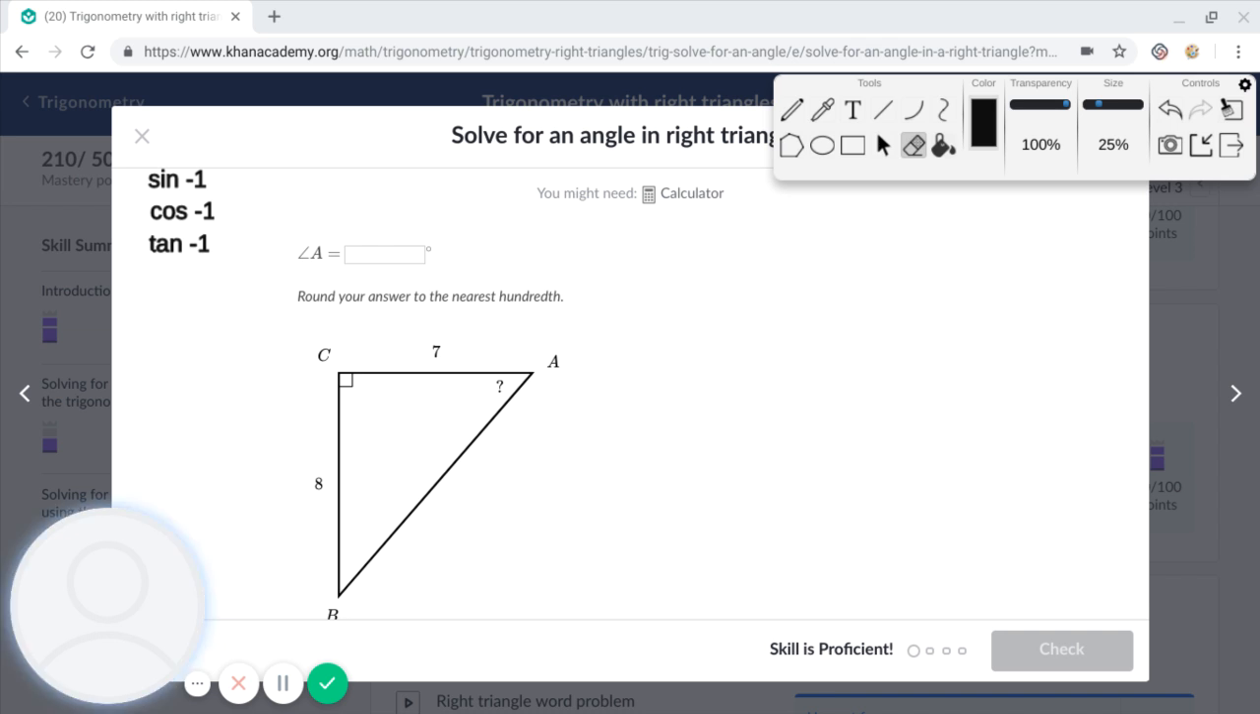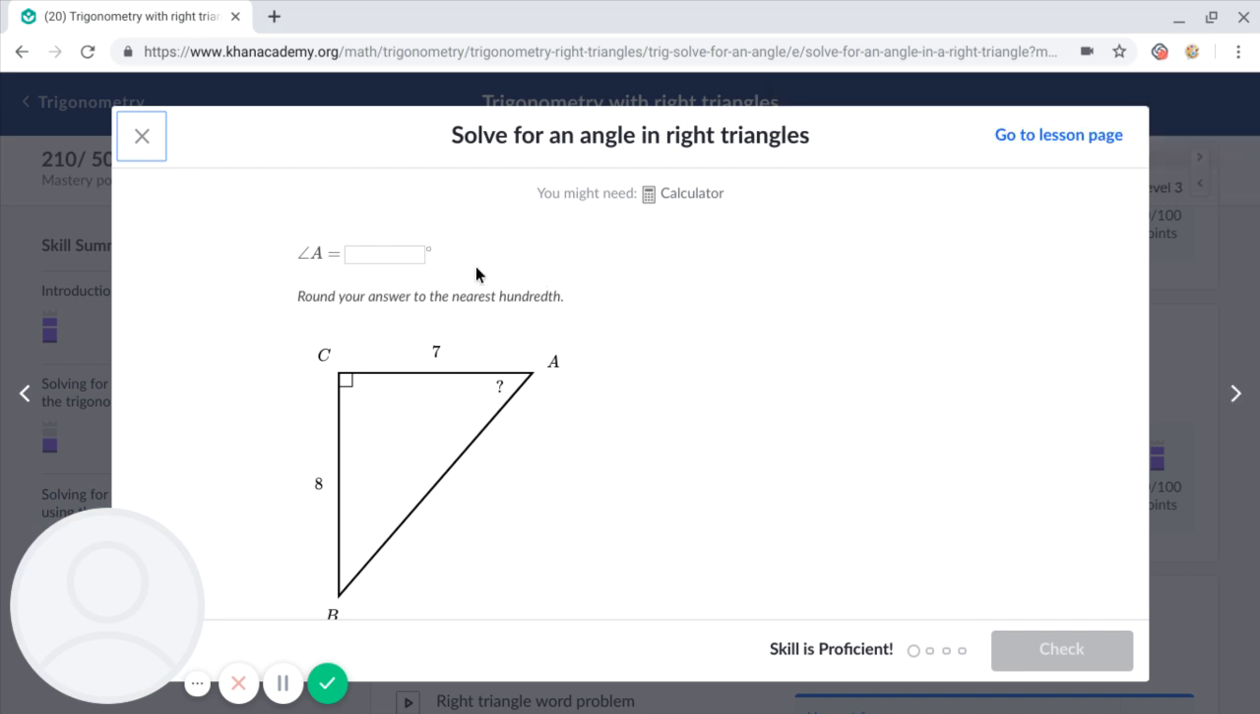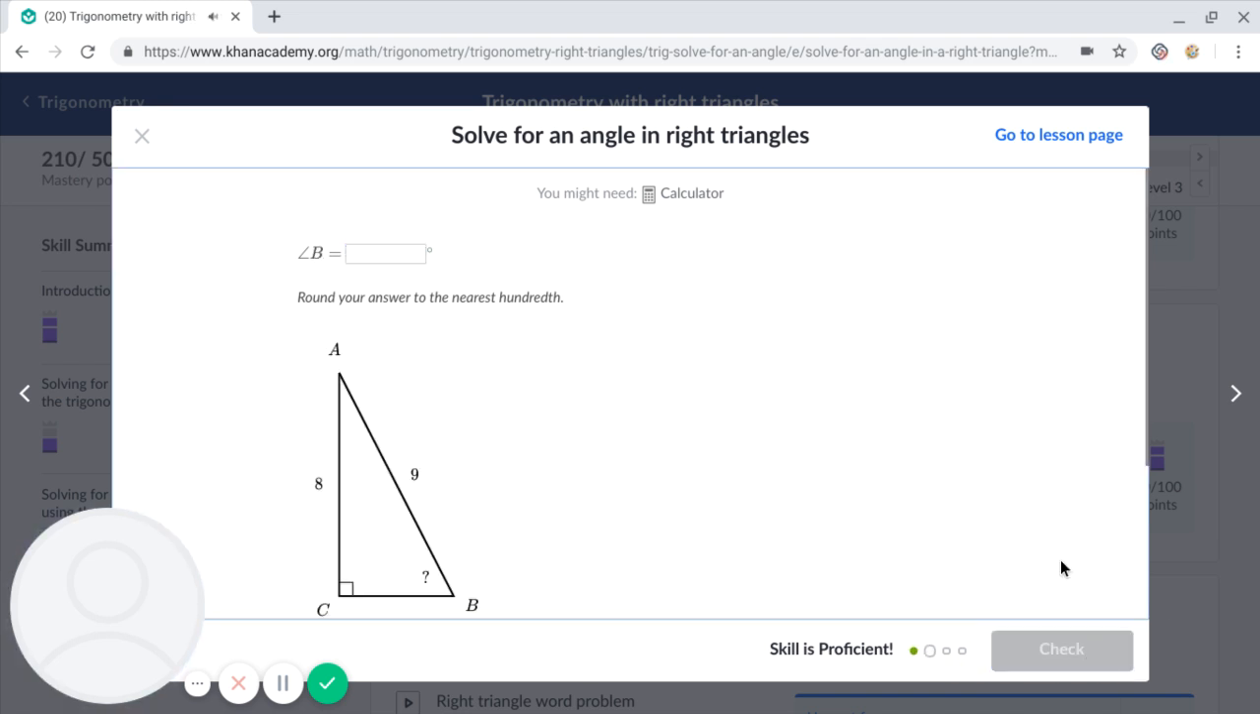So what you do is you take the opposite, which is 8, and you divide it by the adjacent, which is 7. And then you take whatever this number is right here, and you put it in a tan inverse on my calculator like this, and we get 48.81. Okay, next one.